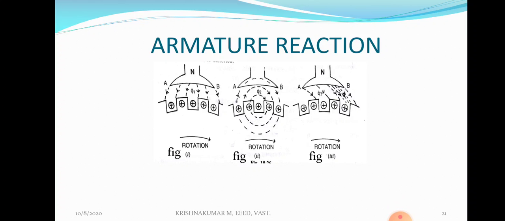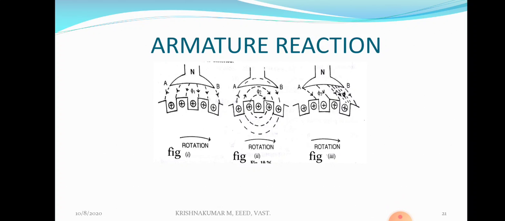We know that in a DC generator there are two main parts, stator and rotor. Stator consists of the field system and rotor consists of the armature winding. The field system produces the magnetic flux. That flux cuts the armature winding of the rotor and an EMF is induced in the armature. So armature is an important topic of a DC generator.